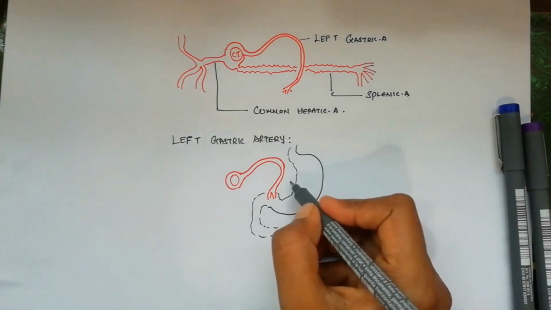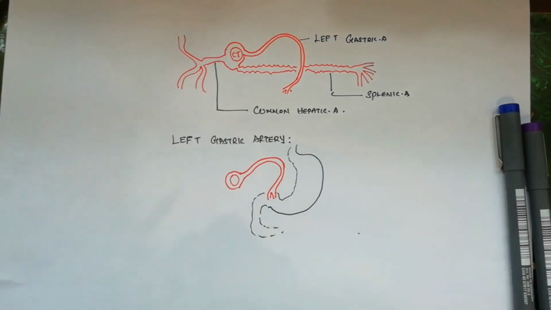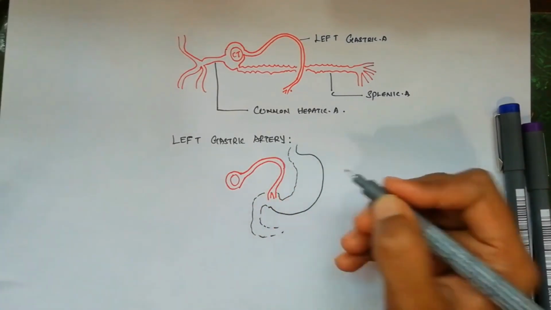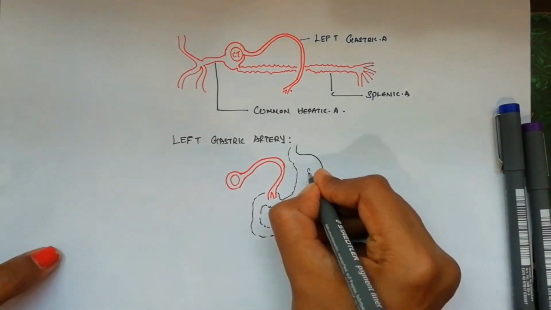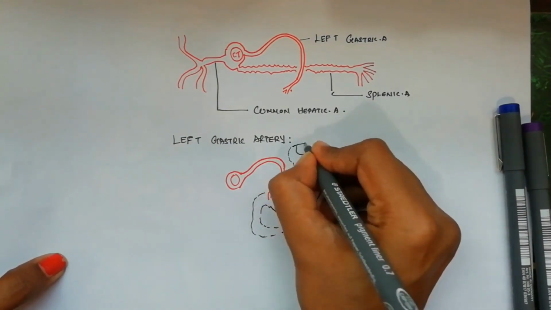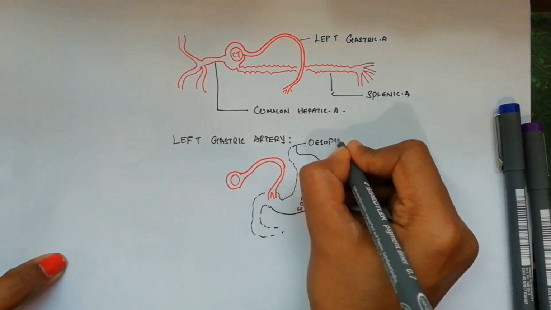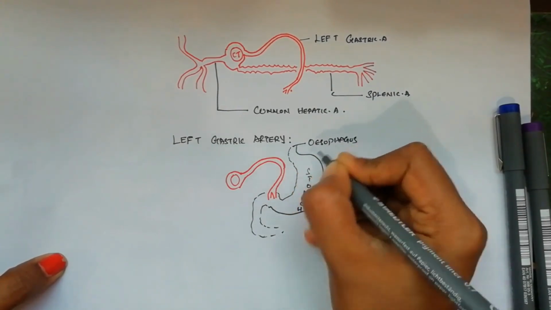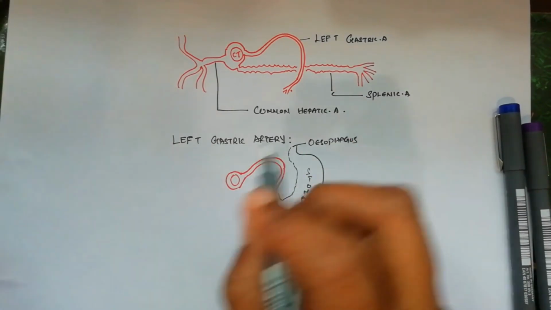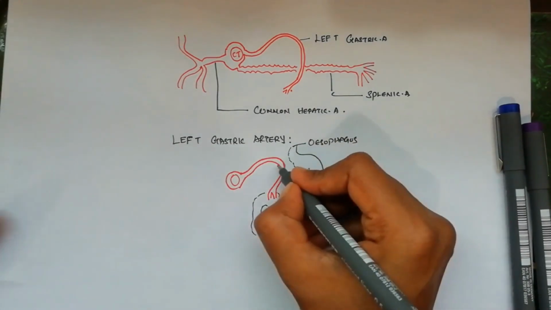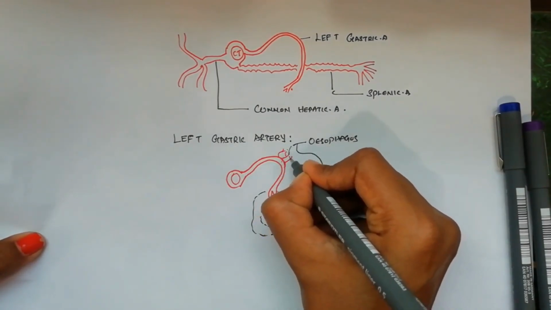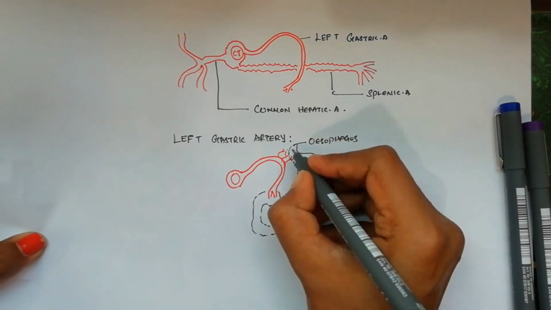Now we have got some branches arising from this left gastric artery. Here we have got stomach, which is a continuation of the esophagus. So we have got esophagus here, and in the lower part of the esophagus we have got some branches arising from the left gastric artery. Those branches are the short esophageal branches of the left gastric artery.